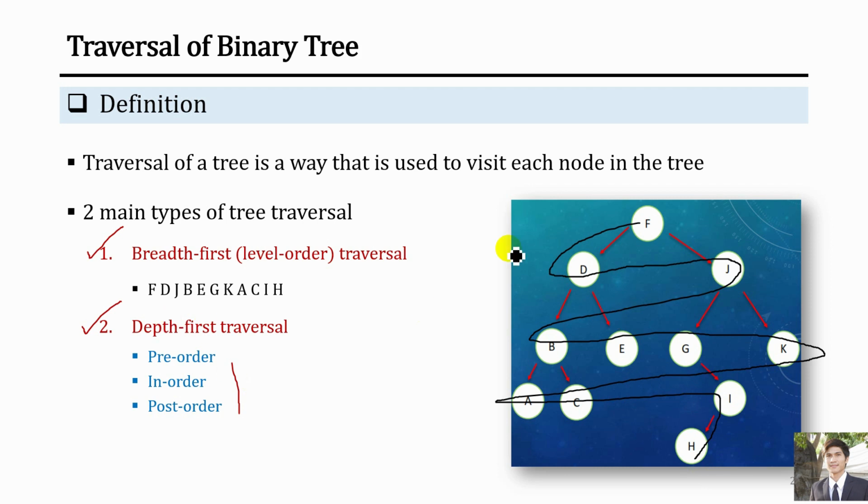So the data that we get is F. We go from top to bottom, and we visit from left to right. So we got F, D, J here, B, E, G, K, and then from the left A, C, I, and H. This is what we get if we use the breadth first search from top to bottom and left to right. And next we will see how we can use the depth first search traversal.